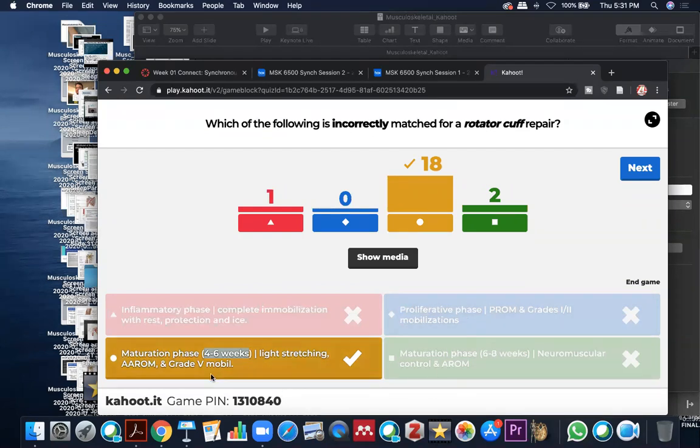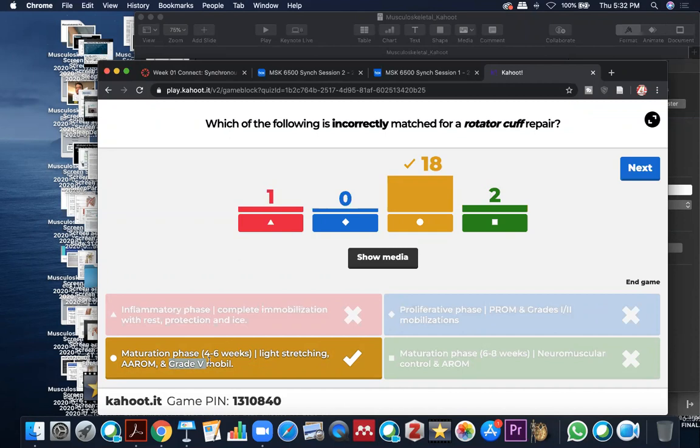And there was a lot of stuff in the maturation phase. You had one part that was 4 to 6 weeks, and then 6 to 8, and then 8 to 12, and then 12 and beyond. But the thing is here, when you start weeks 4 to 6, you've just gotten out of the proliferative phase. And so the only ones that you would be doing for mobilizations are grades 3 and 4. So grade 5 would be contraindicated for that.